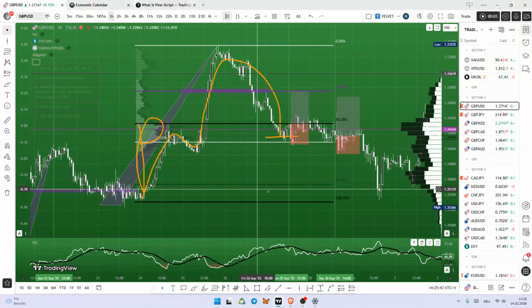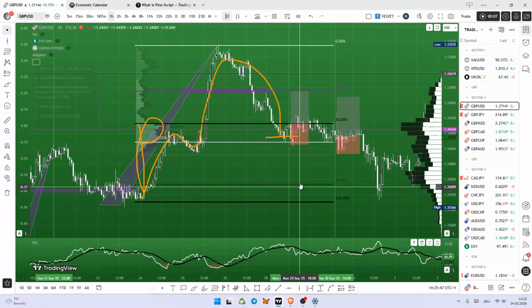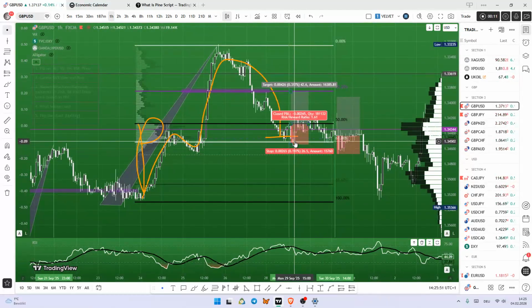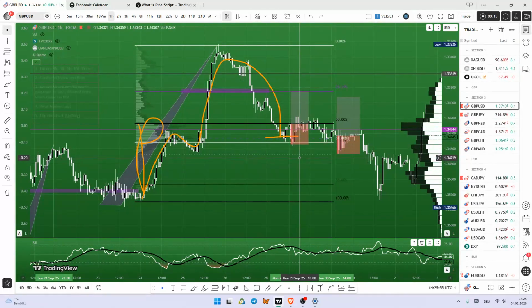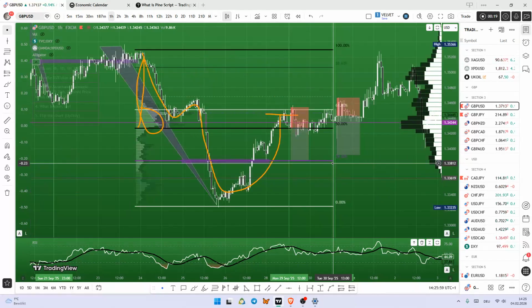Again, GBP USD, from what I can see, I was trying to take this short twice, and once it failed, and for the second time it also failed. And then I capitulated and didn't try to catch it again.